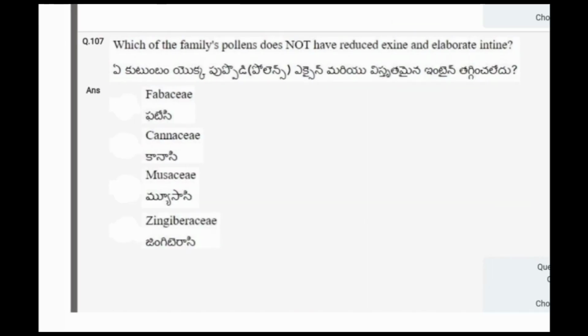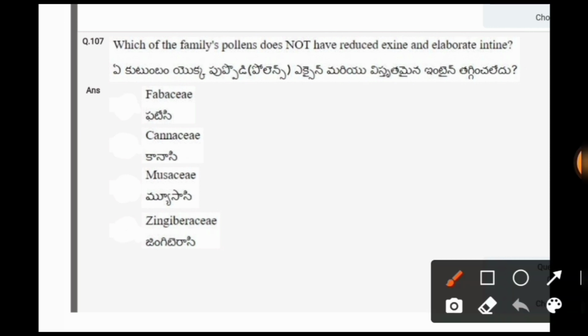Next question. Which of the families' pollen does not have reduced exine and elaborate intine? The options are Fabaceae, Cannaceae, Musaceae, Zingiberaceae. The correct option is the Fabaceae.